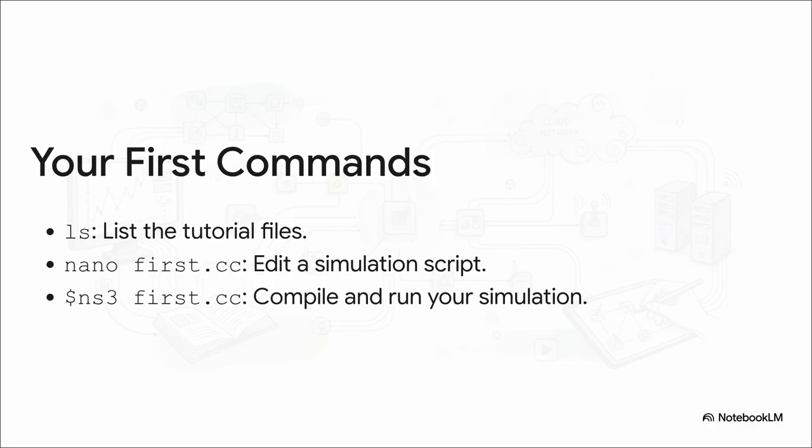Once you're in that iPlayground terminal, these are the only 3 commands you really need to get started. You can use ls to see all the tutorial files. You can use nano first.cc to open up the script and maybe tweak some things. And when you're ready, you just type $ns3 first.cc to compile and run your very first simulation. It is literally that simple.